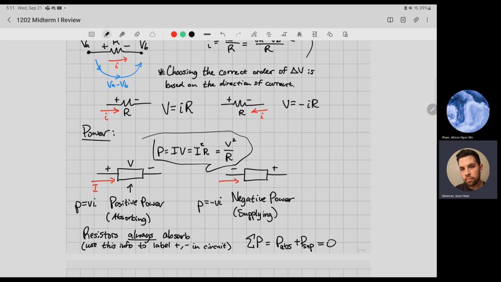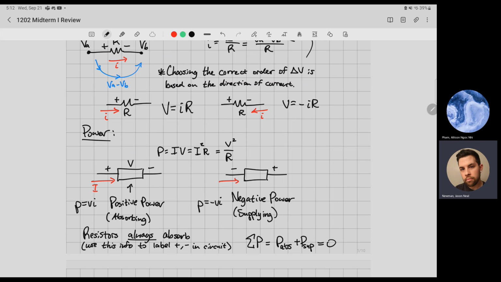If you have current coming into a component, you're going to have positive power. What positive power means is the element that is receiving that current is absorbing the power. If you have current coming into a negative terminal of an element, you're going to have negative power. A negative power means that that device is supplying power to the circuit. Resistors always absorb because they're passive components. So this is how you determine how you label your circuits.